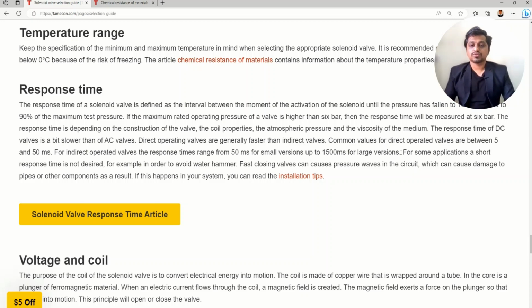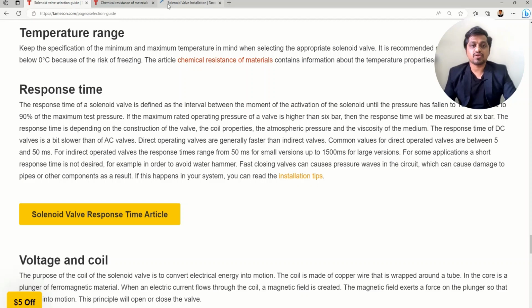So it's huge. Depending on your type of valve, the response time will change, and you could see for some applications a short response time is not desired. For example, the water hammer, we have discussed this right now. For water hammer, we will require a valve having a larger response time. So it is not the case that we always require a valve with a shorter response time. So you should keep this in mind, that on the basis of the application you have to go for a valve, and you should check the response time of the valve, right?